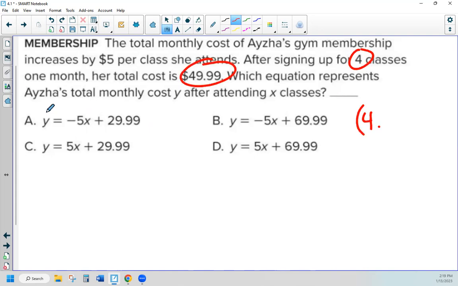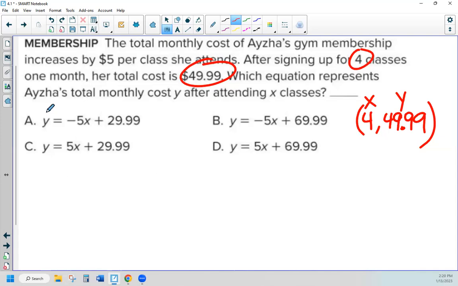So she took 4 classes and paid $49.99. So think about this as your X and your Y. This is more of the algebra way. The other way that I showed you right now was pretty much using a little bit more common sense, making sure that if you take 4 classes, you pay $49.99. This is more of the algebra way, which is more mathy. But here it is. So they're saying that we have an X and a Y.